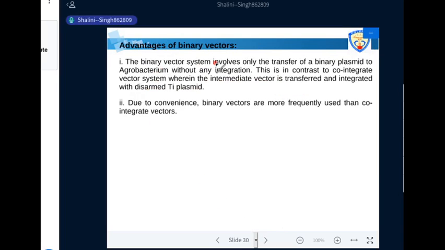What are the advantages of binary vector? It involves only the transfer of a binary plasmid to Agrobacterium without any integration. This is in contrast to the cointegrate vector system. And binary vectors are more frequently used than cointegrate vectors.